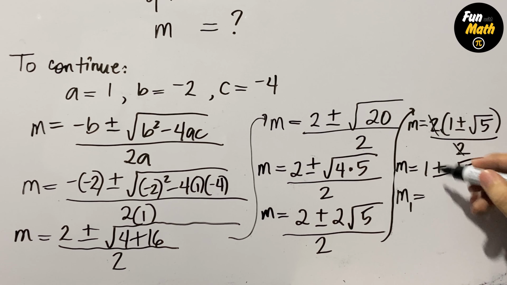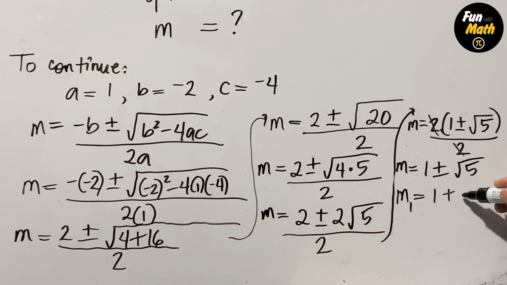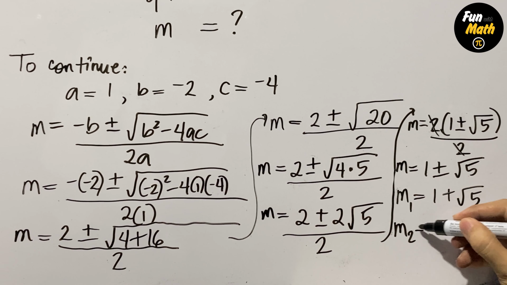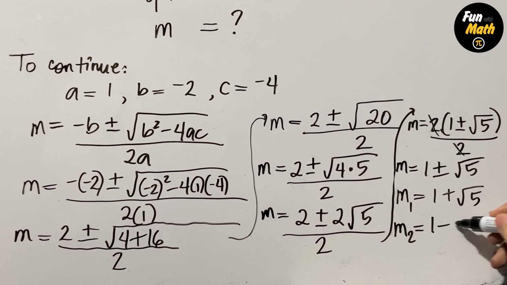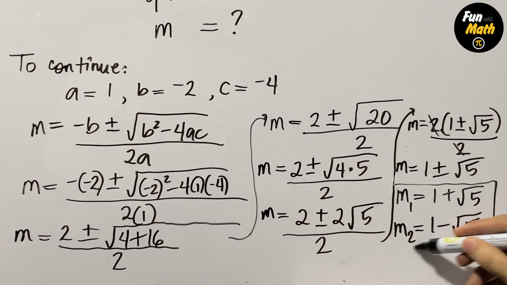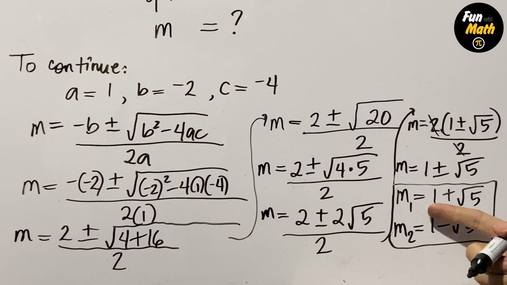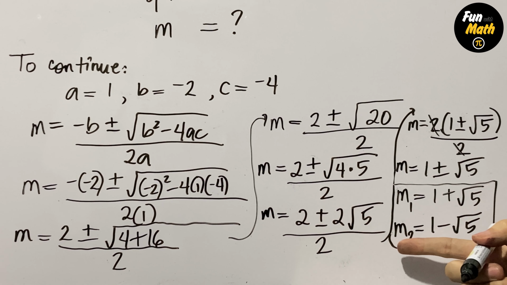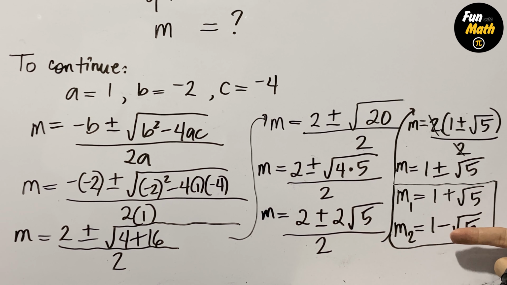First, m is equal to 1 plus the square root of 5. For the second m, that is equal to 1 minus the square root of 5. So these are the final answers. First, m is equal to 1 plus the square root of 5. Second, m is equal to 1 minus the square root of 5.